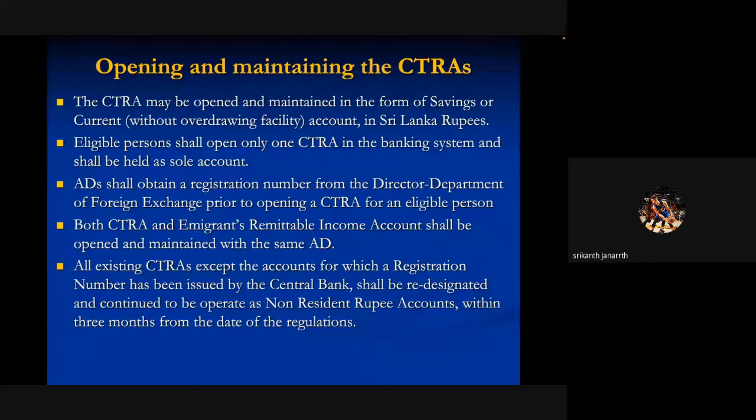Opening and maintaining a CTRA account. A CTRA may be opened and maintained in the form of savings or current accounts, because this is simply to take the money. There's no point in term deposits here. There are no term deposits. It's a current account or an interest-bearing account. It's a savings or non-interest-bearing account, a current account. So it's a Rupee account. Remember, it's a Rupee account.